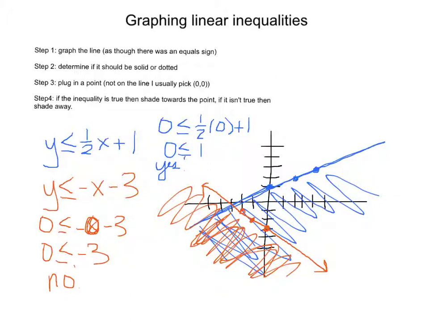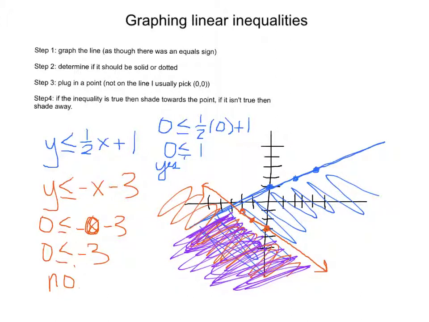But if we have two together, really what we want is here where they both intersect. So this purple here is in fact the answer.